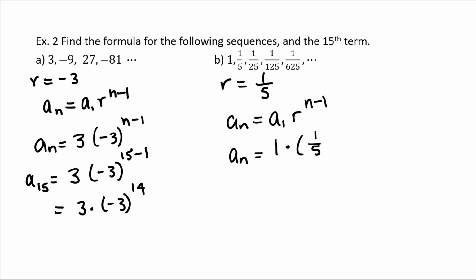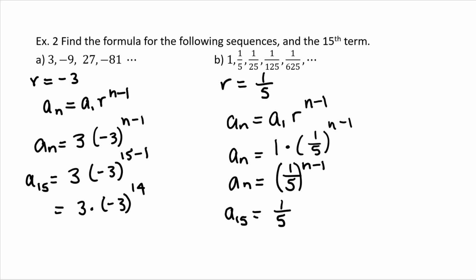The common ratio is 1/5 to the n minus 1. We can clean this up. 1 doesn't change anything, so we'll write this as 1/5 to the n minus 1. It's also good to put the 1/5 in parentheses. Now we need to get the 15th term, so we evaluate this geometric sequence at n equals 15, so we'll have 1/5 to the 15 minus 1, which would be 1/5 to the 14th, and we'll clean this up and write it as 1/5 to the 14th.